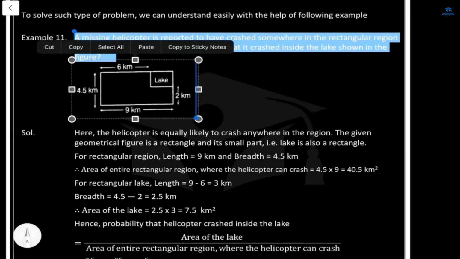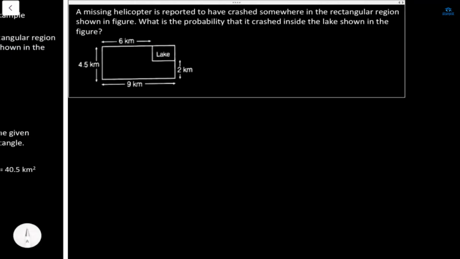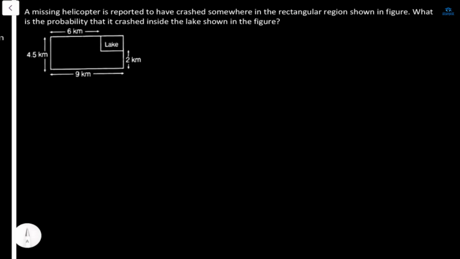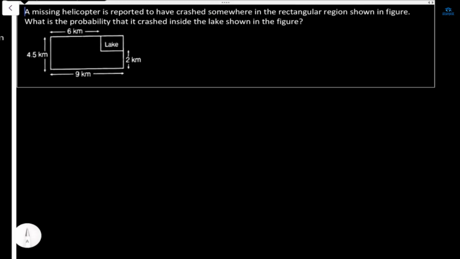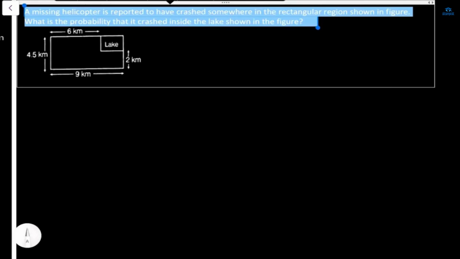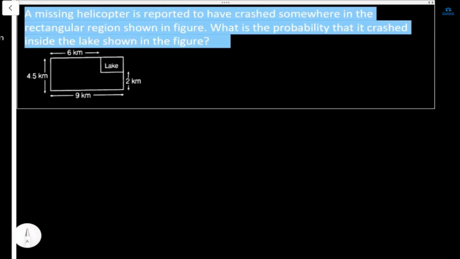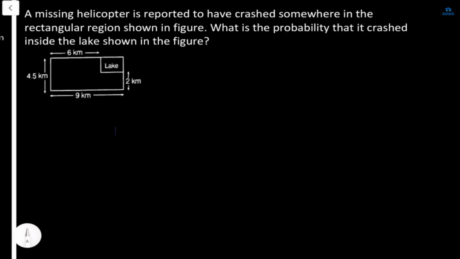But a rare chance. And the main concept when you're solving the geometrical one is what I told you: you have to find the area of both regions, the bigger one and the smaller one. The bigger one will be treated as the possible outcome, and the smaller one will be treated as the favorable outcome. If you know this key point, you'll be able to solve the question.